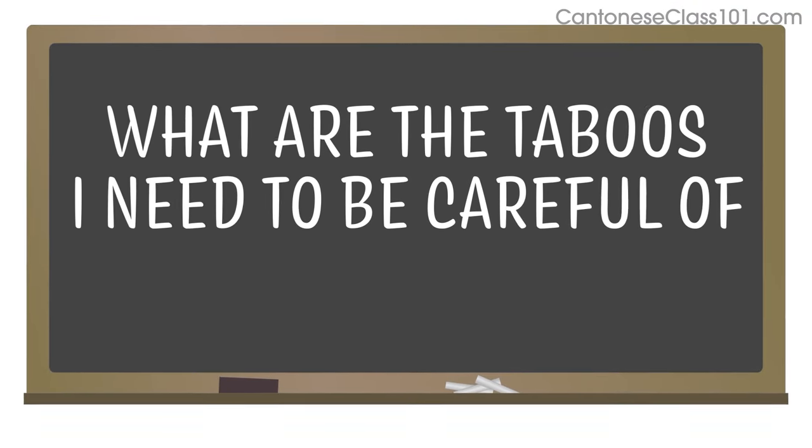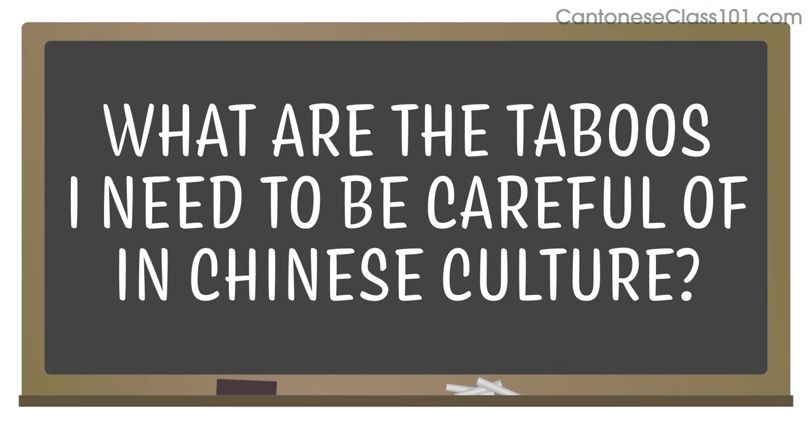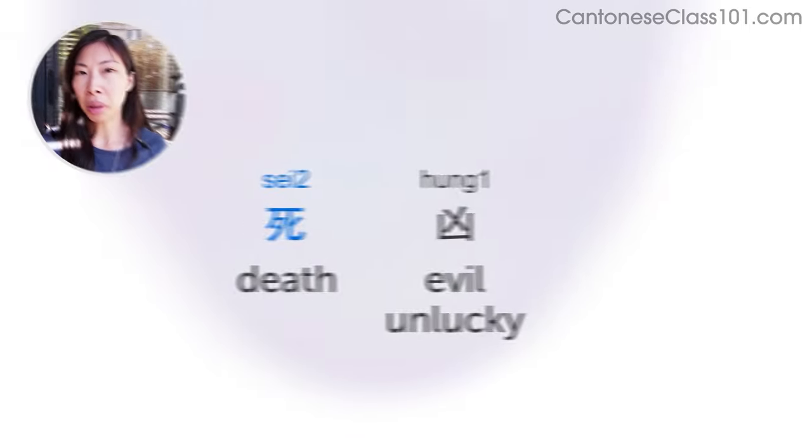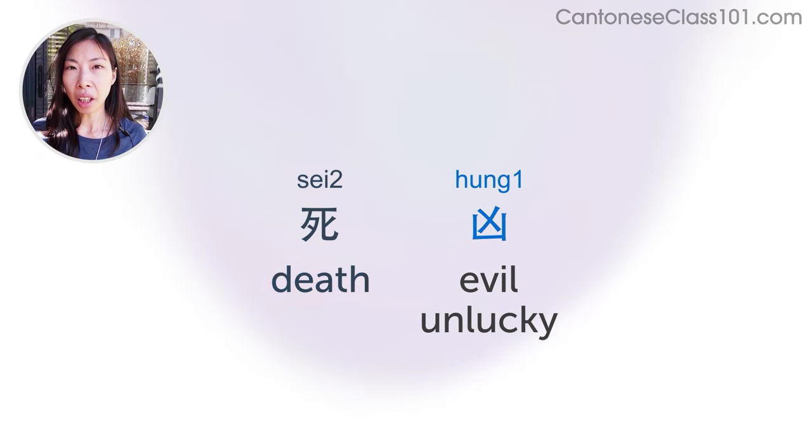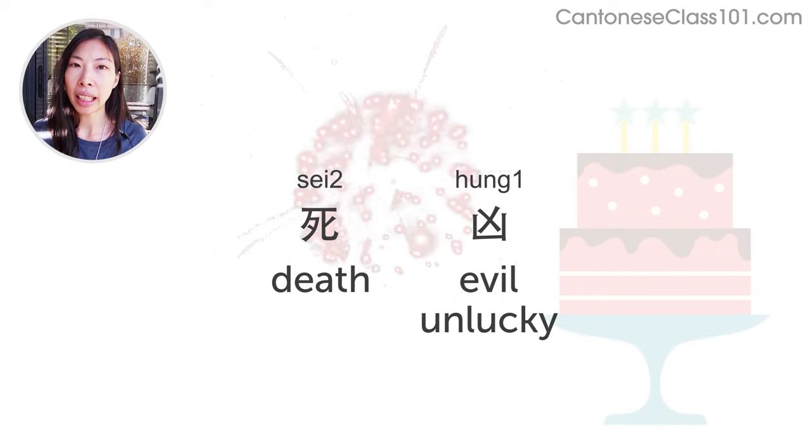The question for this lesson is, what are the taboos I need to be careful of in Chinese culture? The biggest taboo in Chinese culture would be to say any word that sounds similar to say, death, or hong, evil or unlucky, especially on happy occasions such as New Year, birthday, or weddings. Let's get into more details.